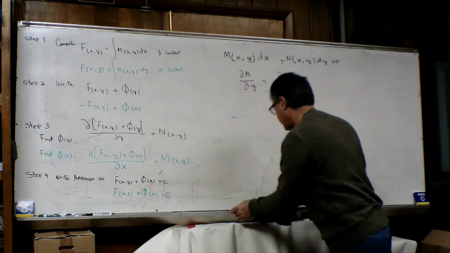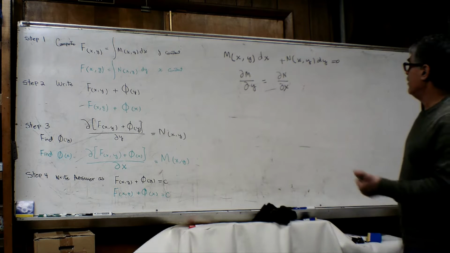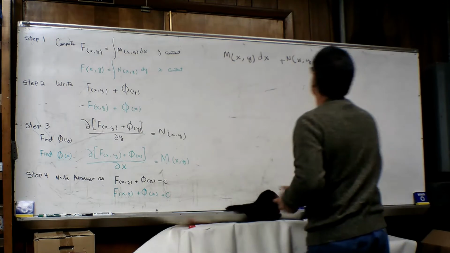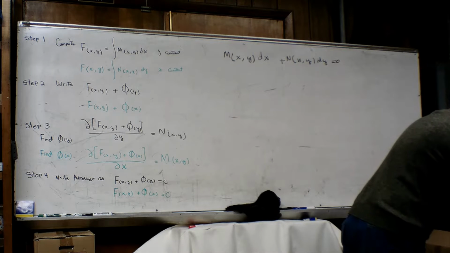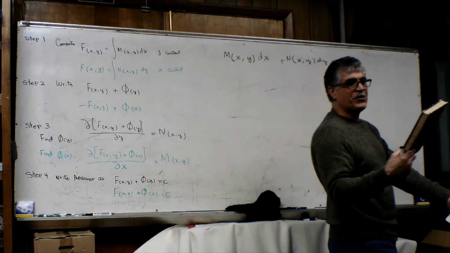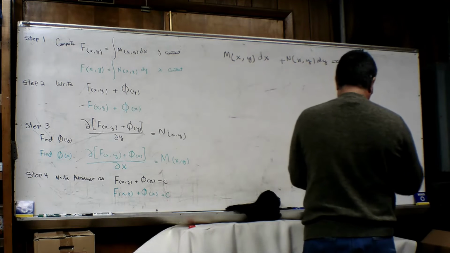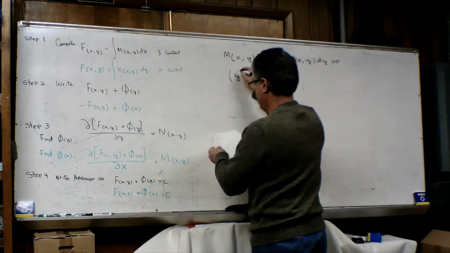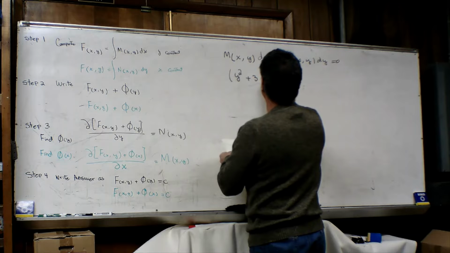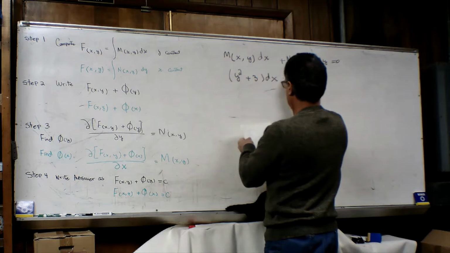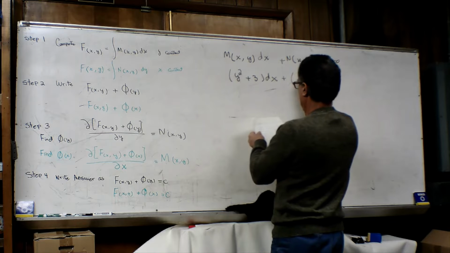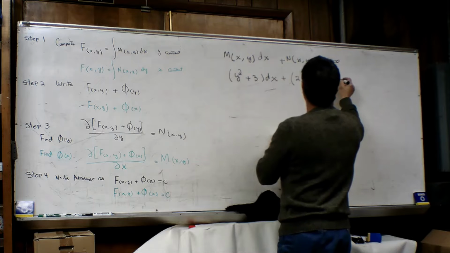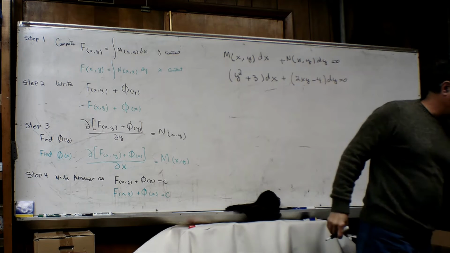Let's now look at one example. I had one old differential equation book, so I looked at one example: (y squared plus 3) dx plus (2xy minus 4) dy equal to 0. So let's solve this equation.